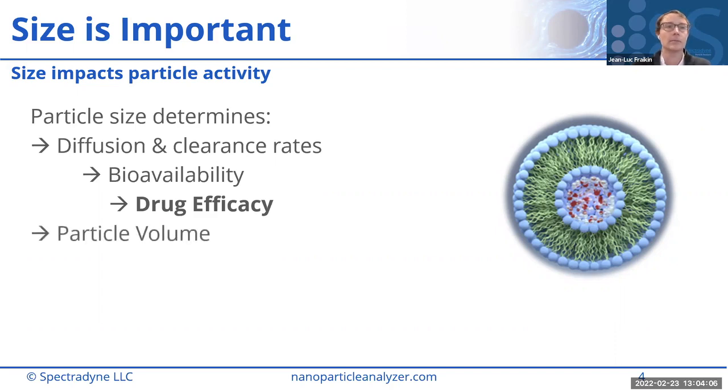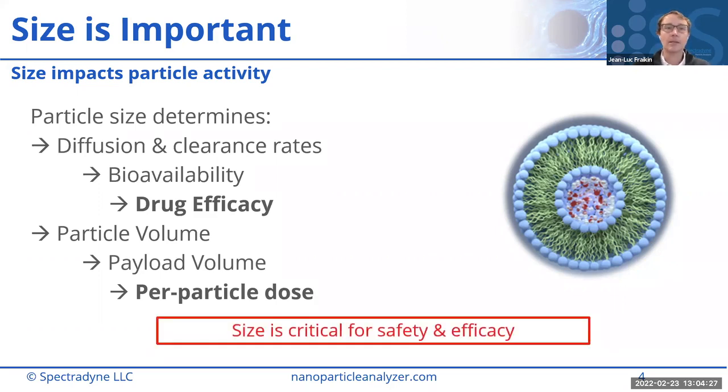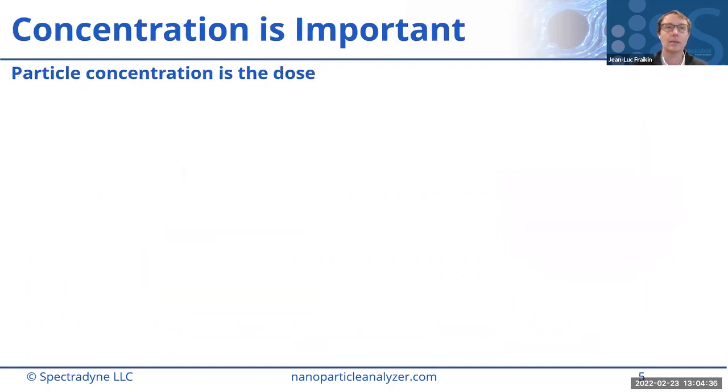Particle size also determines the particle volume, right? That's kind of obvious, but when you think about it, the bigger the particle is, the more you can fit into it. So that's the particle payload volume. And that's a critical experimental parameter because it's essentially the per particle dose of whatever you're trying to deliver through these particles. So size is definitely a critical parameter and ultimately impacts, in a therapeutic setting, the safety and the efficacy of a drug being encapsulated by a particle.